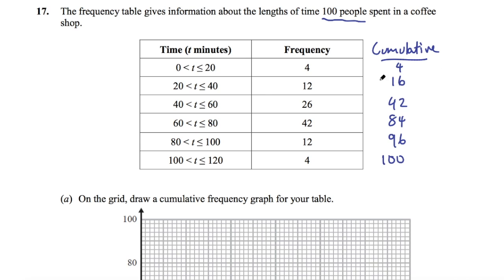Okay, so now I have my cumulative frequencies. I can plot them on this graph. And remember that cumulative frequencies are plotted on the upper bound of this interval. So we take this cumulative frequency, 4, and we plot it at 20 on the time axis. So the first point is going to be 20 and 4.